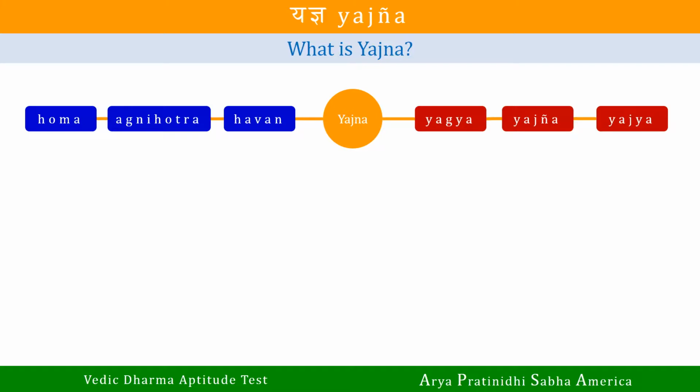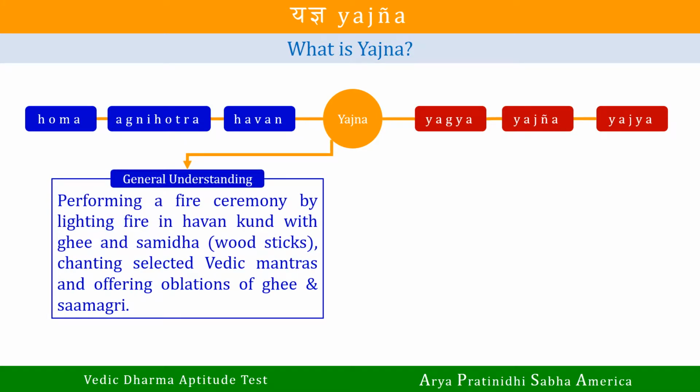Interesting. What do you understand by the word Yajna? Well, Yajna is performing a fire ceremony by lighting fire in Havankund with ghee and samida, chanting selected Vedic mantras and offering oblations of ghee and samagri. You're right. This is the general understanding of most of the people.